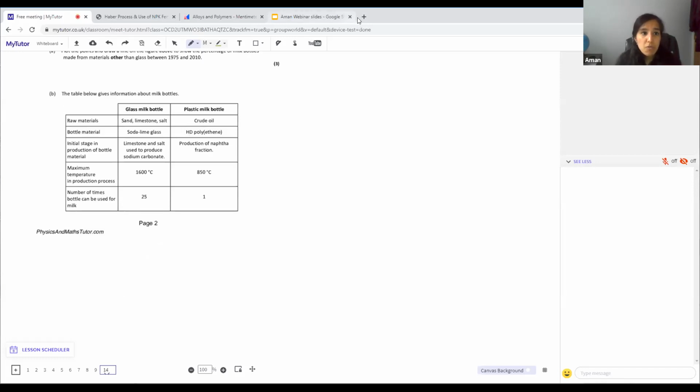Does anyone remember how many steps there are to make glass? How many steps in the process of making glass? 2, good. So it's melting and cooling. Okay, what about plastic? How many steps are there to make polyethylene? I'll be really impressed if you can name the steps as well. We've covered this before, but does anyone remember how many steps to make polyethylene? It's a polymer.